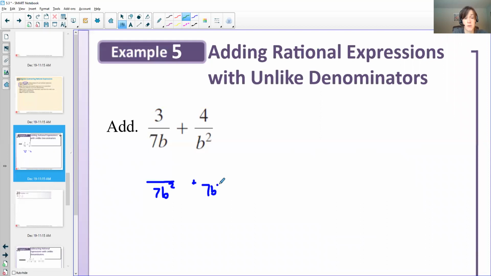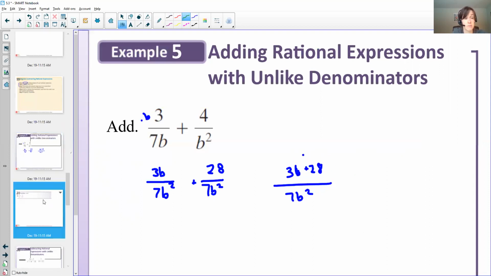I'm going to make equivalent fractions. So let's see. This one I need to multiply by b, so that becomes 3b. This one I need to multiply by 7, so that becomes 28. Then add the numerators: b plus 28 over 7b squared. I can't factor a 3 out of the top because 28 is not divisible by 3, so leave it alone. You cannot cancel things when they're attached by an addition like this. I know you'll be tempted, but don't do it.